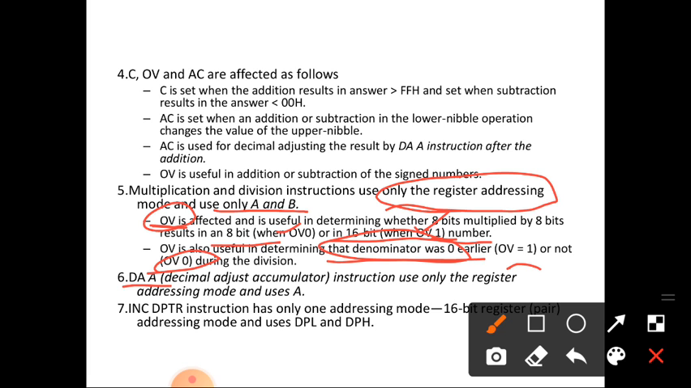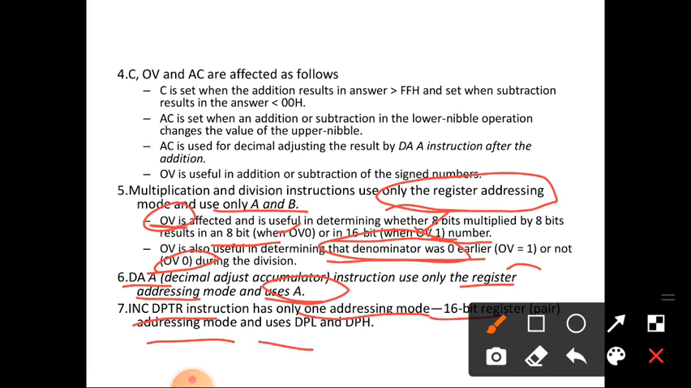Then the next arithmetic instruction is DAA, decimal adjust accumulator. It uses only register addressing mode and only the accumulator. The increment DPTR instruction has only one addressing mode, that is 16-bit register addressing mode, and we are using DPTR.